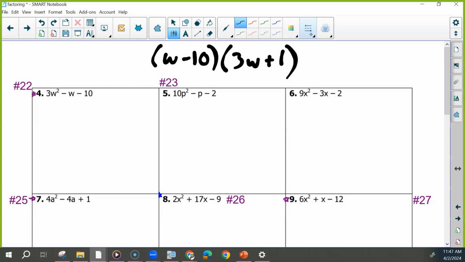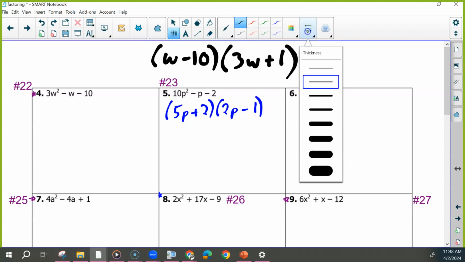Okay, so let's work through that. Well, let me see what you guys got, and then we'll work through it. Okay, so did you get part of the answer? No. Okay. I got 5p plus 2 and 2p minus 1. So don't write this down yet. Let's see if that works.